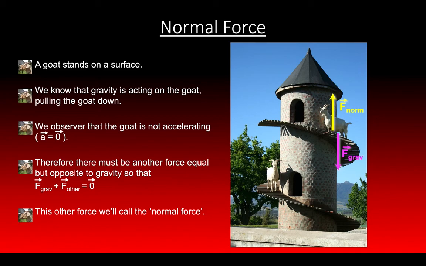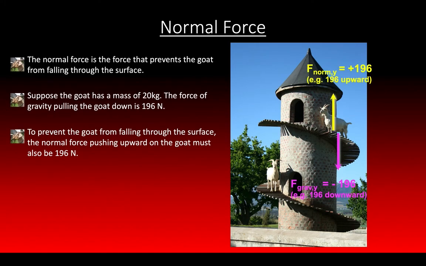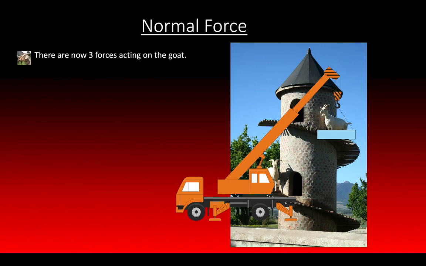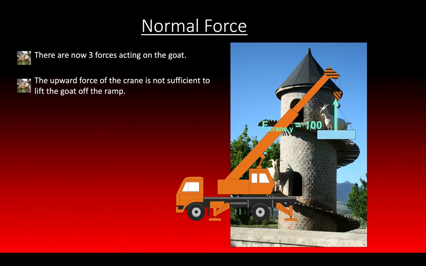But it is not always true that the strength of the normal force is going to be the same as the strength of the gravitational force. Sometimes it is true, but very often it is not going to be the case. To demonstrate that, we considered an example where we have a crane pulling up on the goat. Now, the crane is not pulling up on the goat very hard. The crane is pulling up with a force of 100 newtons. It is not sufficient to lift the goat off the ramp against the pull of gravity. Gravity pulls down on the goat with a force of 196. The crane pulls up on the goat with a force of 100. And when this occurs, the goat is still not going to be accelerating.